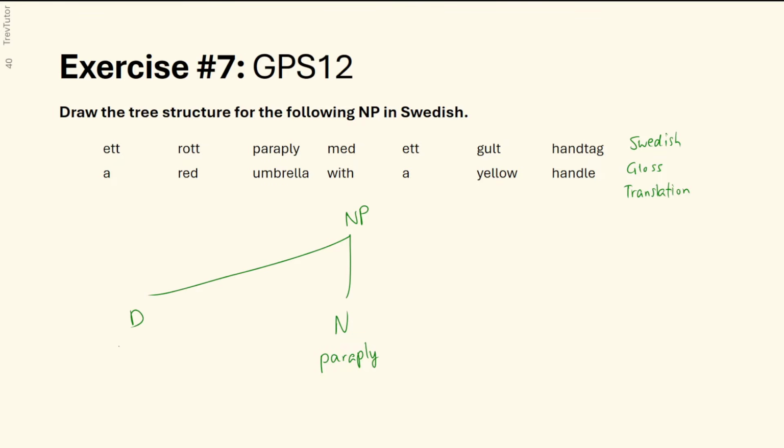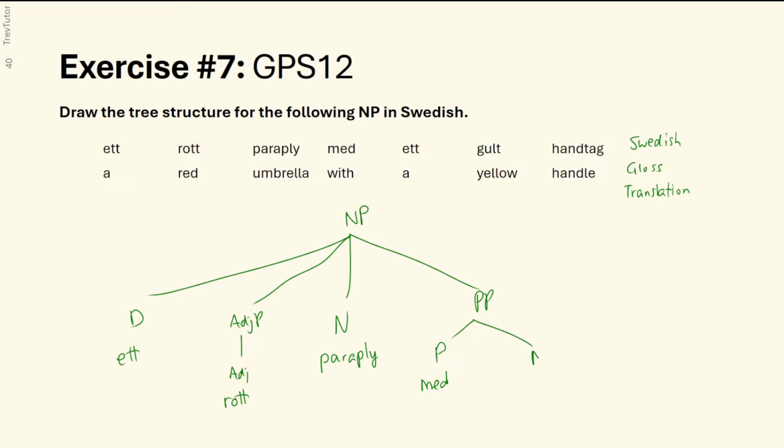It's going to have a determiner which is et, and then it's going to have an adjective phrase, which is rot, or red. So we can put that there, just like we would in English. So it is modifying the noun, therefore it's beside it. And then we have with a yellow handle. So if we think about this category, with is introducing a yellow handle. So this will be a prepositional phrase with the preposition with, which is mid.